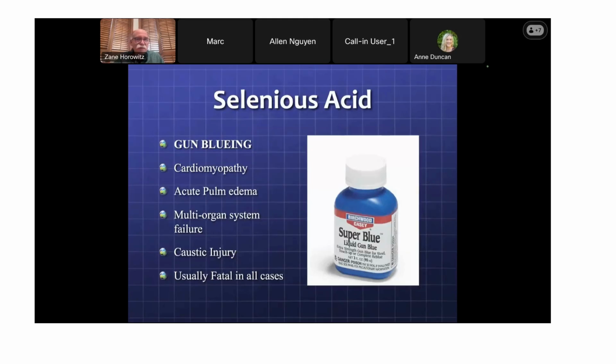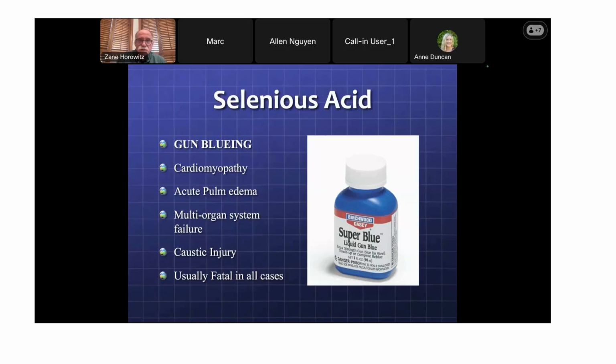Unfortunately, drinking even small amounts of selenious acid, even in the accidental toddler ingestion, can produce a multi-organ system failure injury with a cardiomyopathy, acute pulmonary edema, and caustic injury of the esophagus and GI tract. And unfortunately, it's almost universally fatal if it's more than just like a taste or a lick. Any sort of gulp is usually enough to cause this problem.